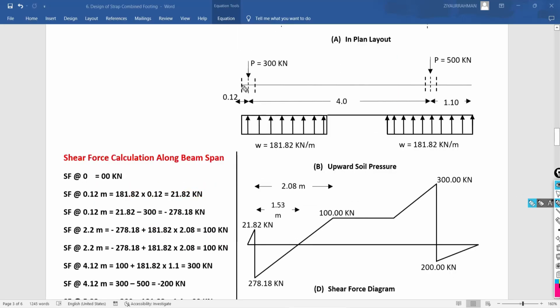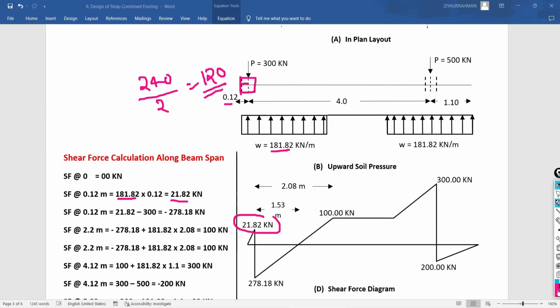So shear force at this first point will be 0. Shear force at this point under the column C1 is going to become upward soil pressure multiplied by this much projection. We know that the size of your column is 240. If you divide it by 2, you are getting 120 in mm. In meter, you are getting 0.12. So you have to multiply this span with the upward soil pressure as 181.82. So you are getting the shear force value as 21.82, that is a positive value.